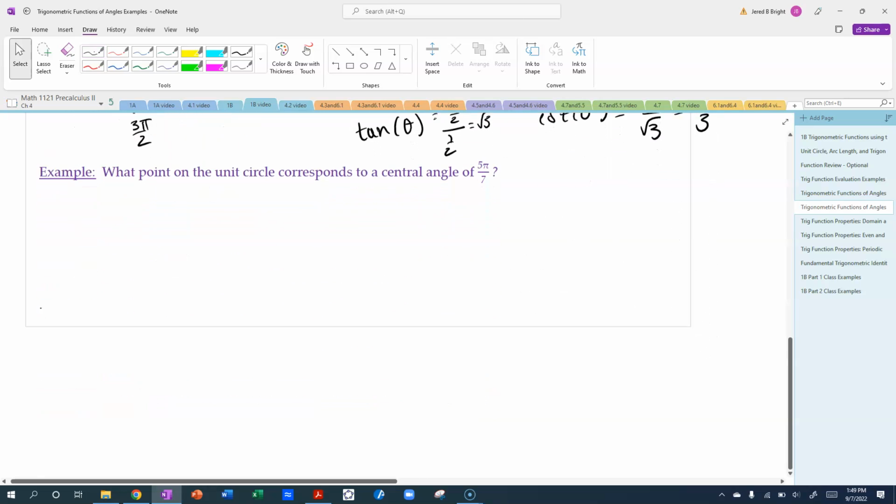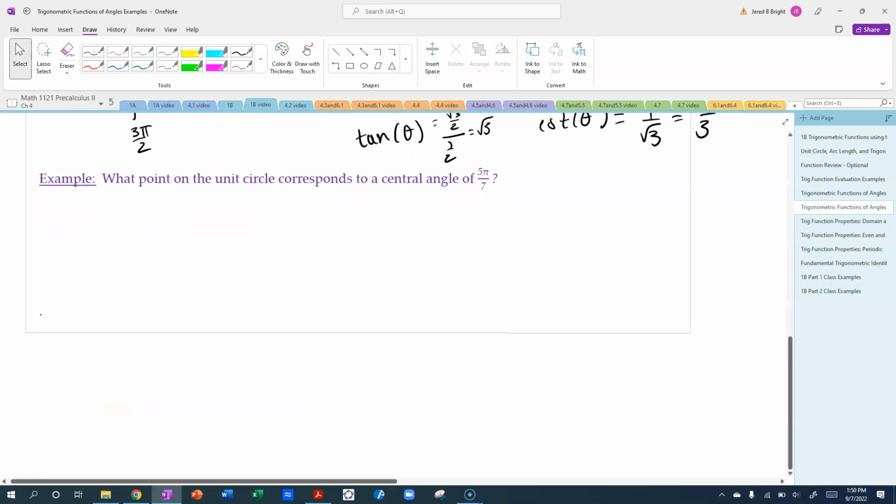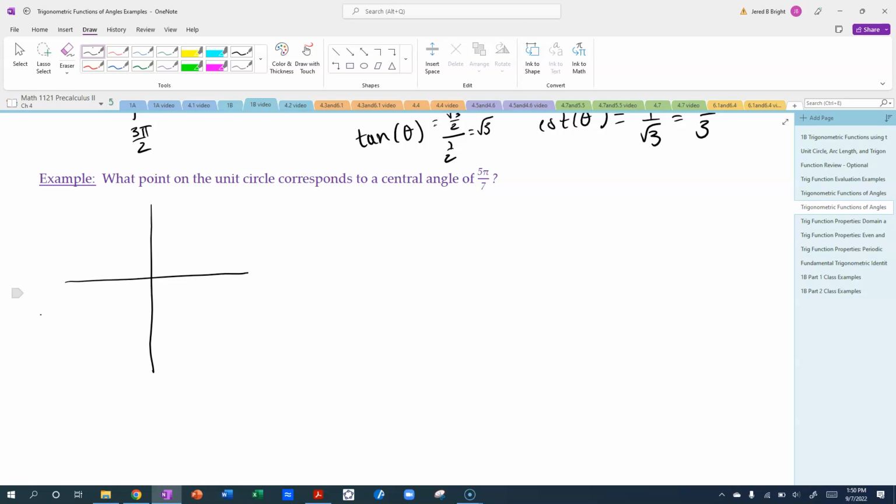Okay, and now it says, what point on the unit circle corresponds to a central angle of 5 pi over 7? Okay, so this is interesting because 5 pi over 7 is not on the unit circle. So how in the world do we do this?